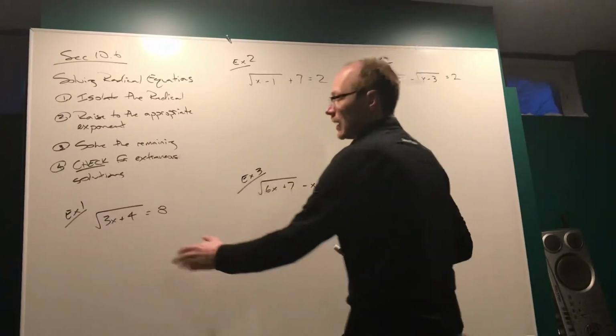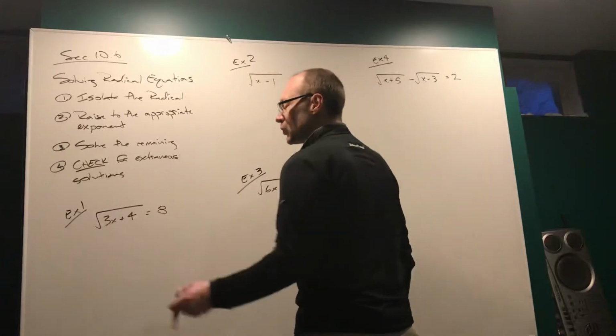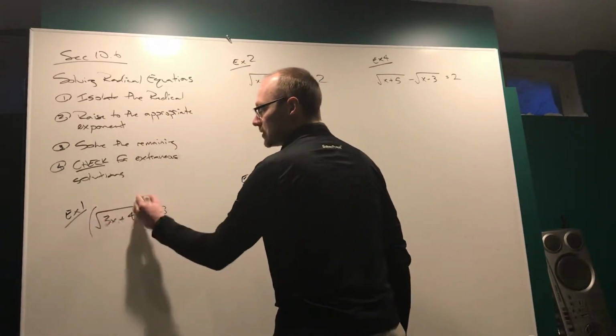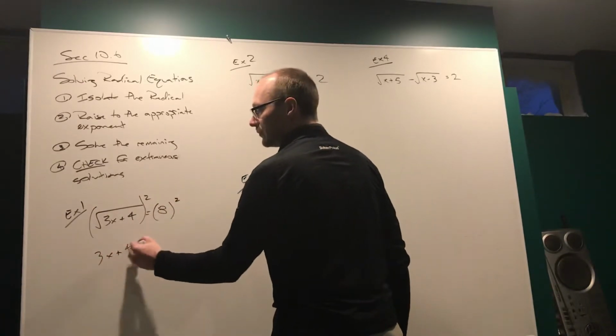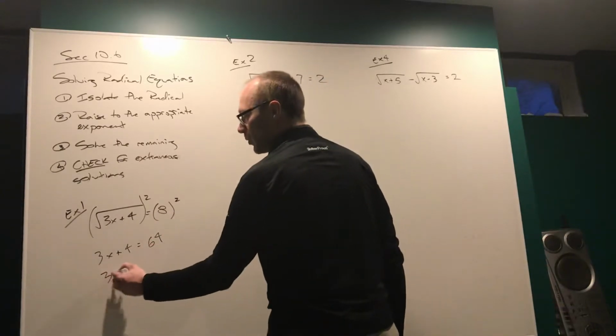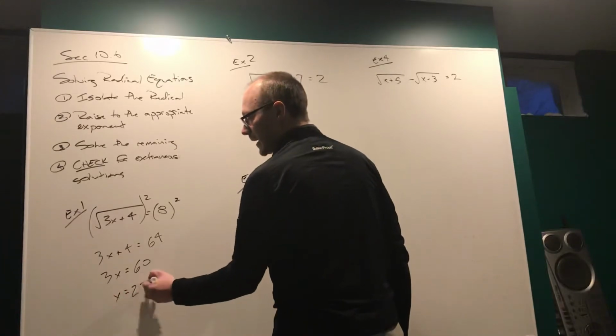So isolating, you know what? This one's already isolated. So guess what I'm going to do? I'm going to square both sides because it's square rooted. And in squaring both sides, I'm going to get 3x plus 4 equals 64. I'm going to subtract 4 from both sides. I'm going to divide by 3, get x equals 20.